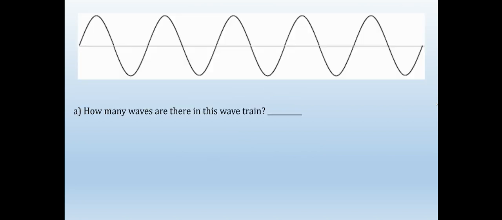Now we can also look at it in terms of a picture. So if we can visualize this a little bit. So here we have a wave train. So a train is just several waves right in a row moving along. How many waves are there in this wave train? Remember, a wave is one complete up and one complete down. So that's a complete wave. So we have 1, 2, 3, 4, and 5. So the number of waves that we have is 5 in this wave train.